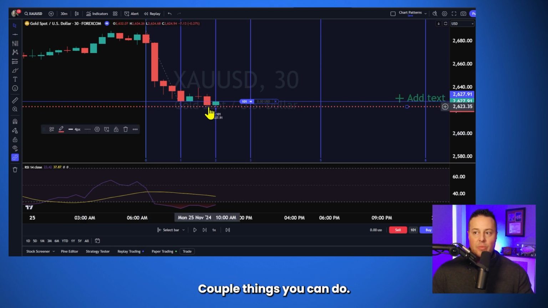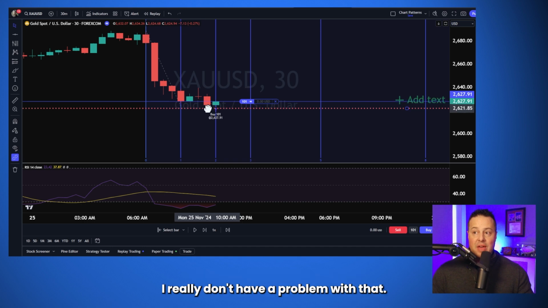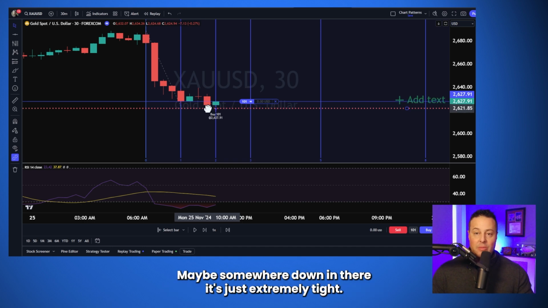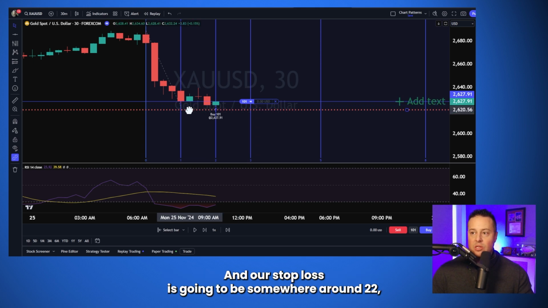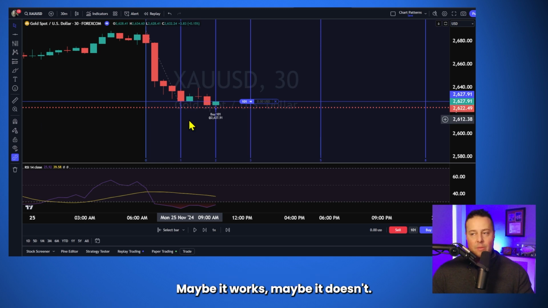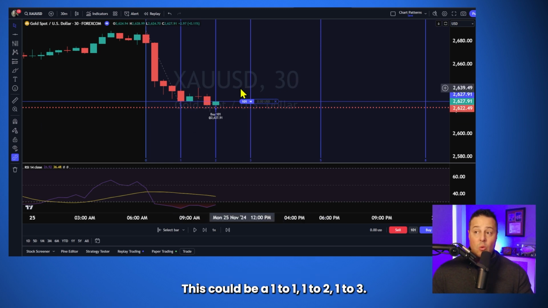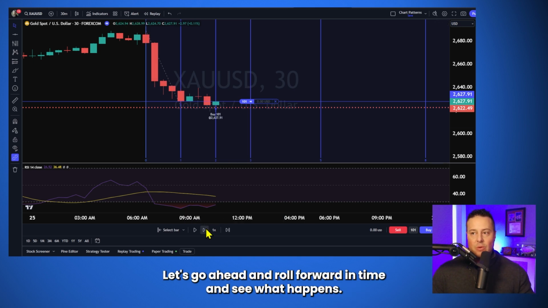Now, what do you want to do with your stop loss? A couple things you can do. You can always put it beneath that most recent swing low. I really don't have a problem with that. Maybe somewhere down in there. It's just extremely tight. So if you're buying something like that, maybe we're long from 27.91, and our stop loss is going to be somewhere around 22.97. We can go ahead and let that go. Maybe it works, maybe it doesn't. This could be a 1-to-1, 1-to-2, 1-to-3, or we could just exit at the next Fibonacci level. Let's go ahead and roll forward in time and see what happens.